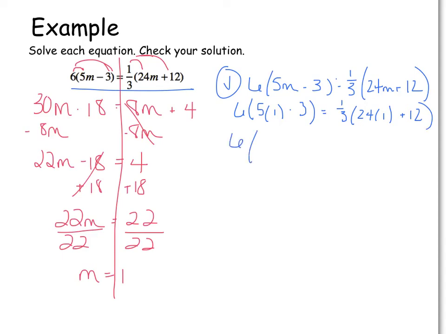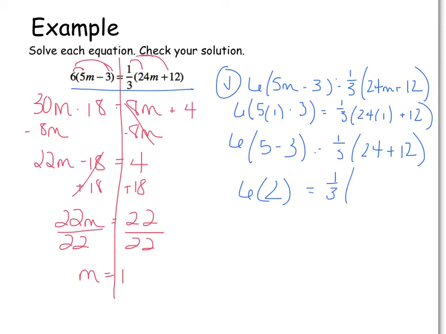We're going to do inside the parentheses, 5 times 1 is 5 minus 3 equal 1/3 times 24 times 1 is 24 plus 12. 5 minus 3 is 2 times 6. On the right side, 24 plus 12 is 36. 6 times 2 is 12, and then 1/3 times 36 is also 12. That's awesome news, so I know that my answer is 1.